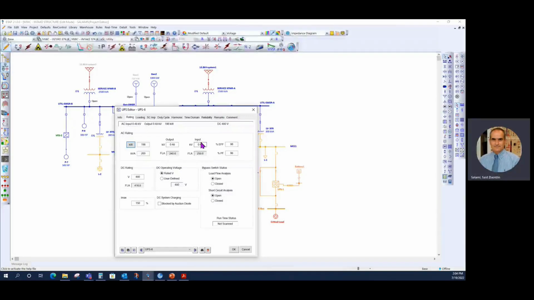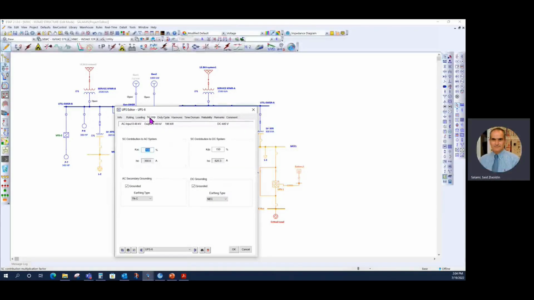The other important characteristic for the UPS is the short circuit contribution to the AC and DC system. This is typically limited by vendor characteristic and a specific vendor limit percentage, typically 150% to the AC output terminal, or to the DC terminal based on the FLA of the rated AC or DC system. We will see this case in our case study in the next few slides.